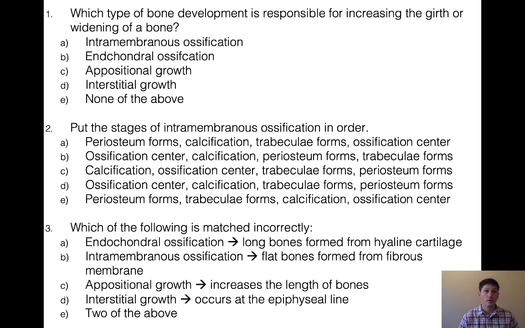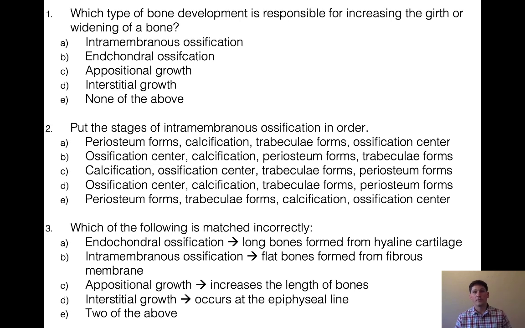So let's look at these real quick. Number 1, which type of bone development is responsible for increasing the girth or widening of a bone? That would be C, appositional growth. Number 2, put the stages of intramembranous ossification in order. So basically we start with an ossification center, which then we need to calcify. Then we need to form trabeculae, and then we surround that with periosteum. So that would be D.